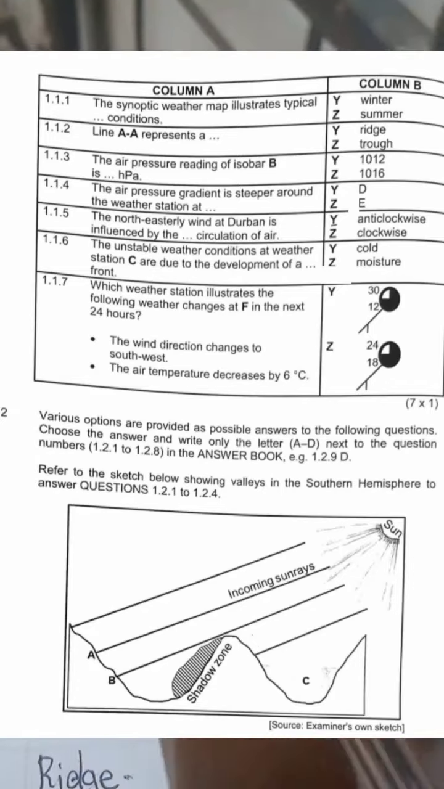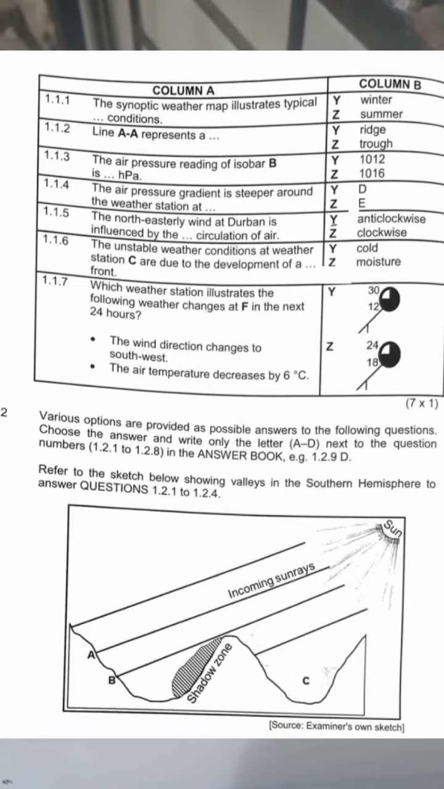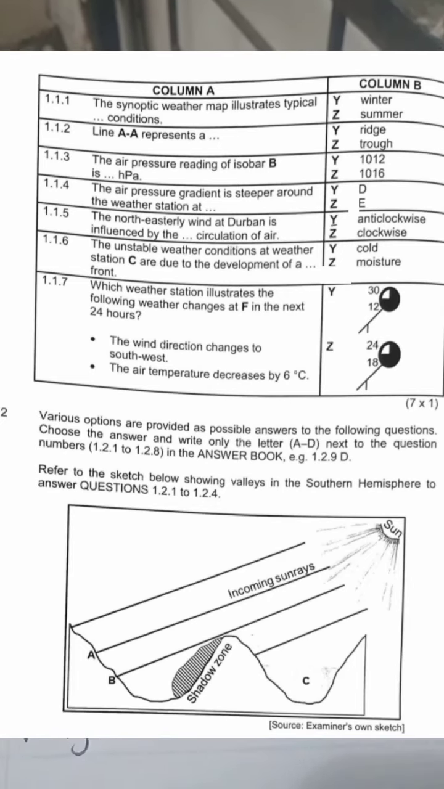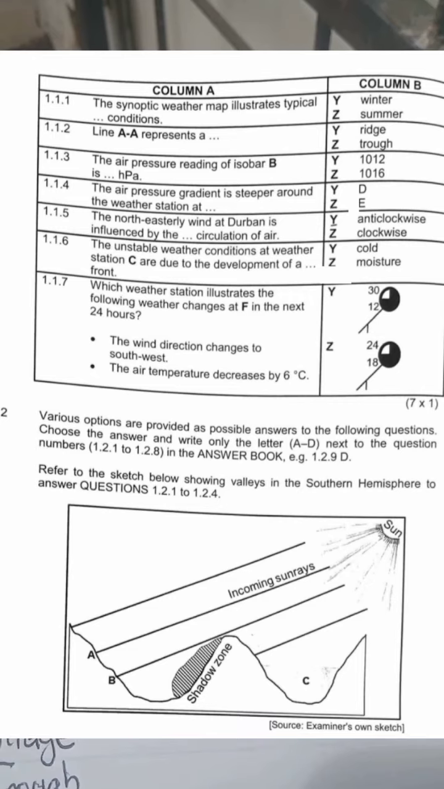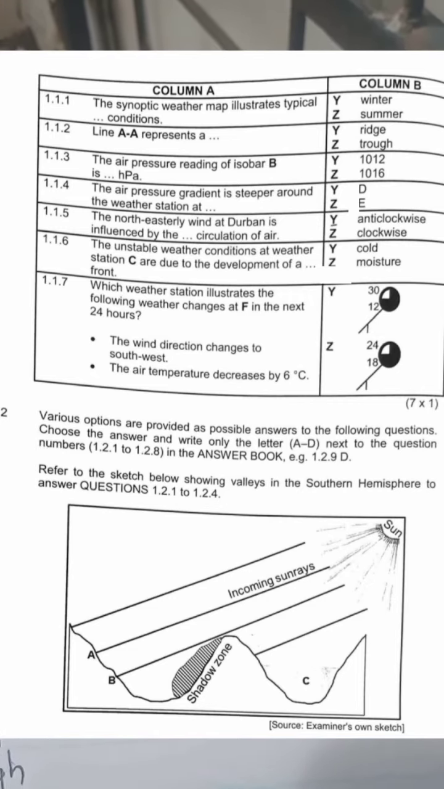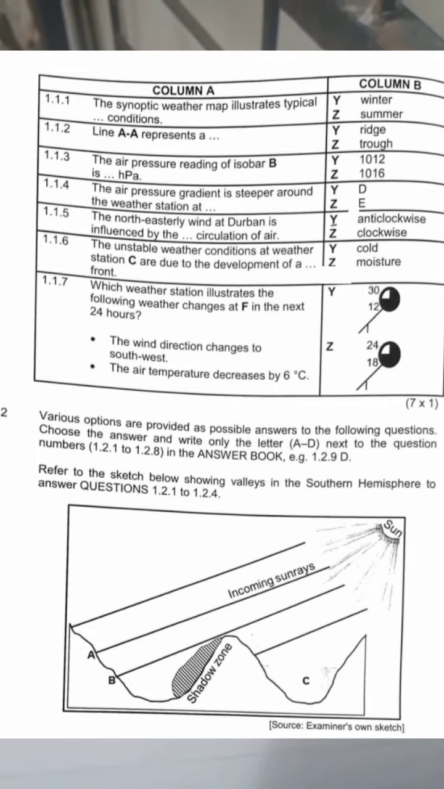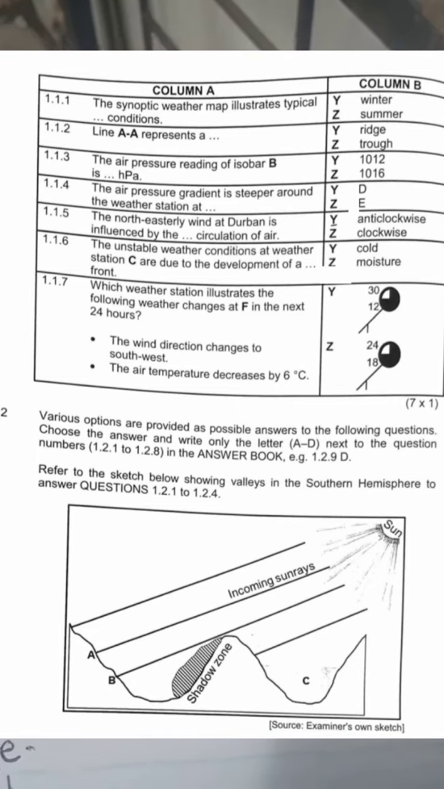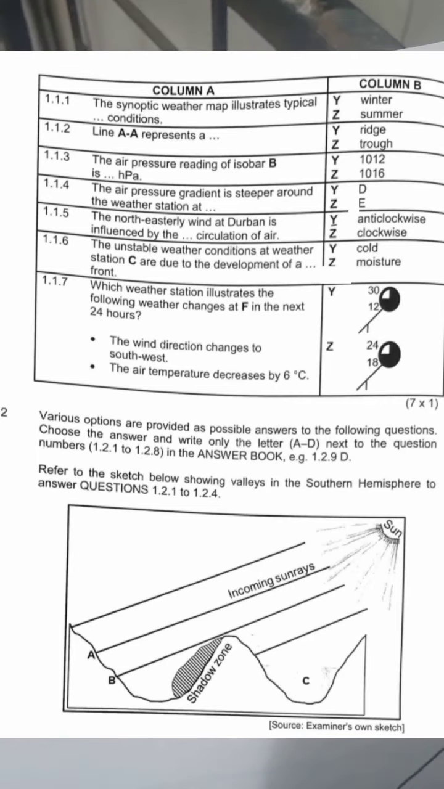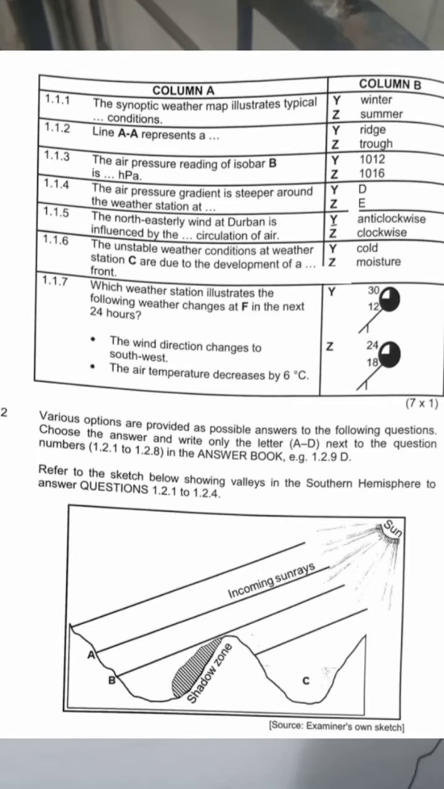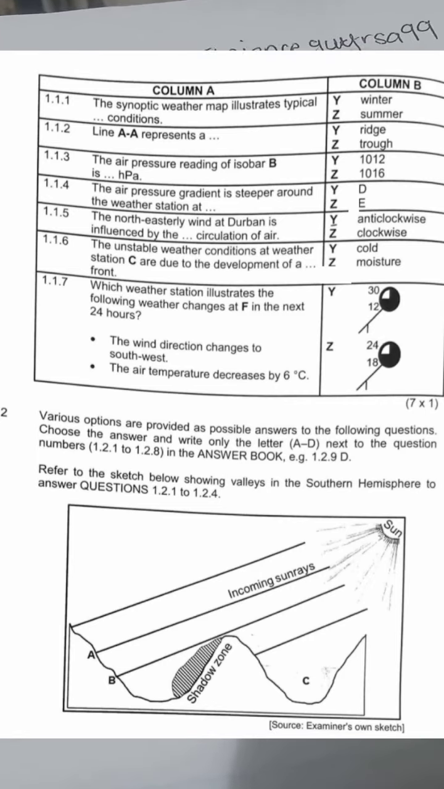Okay, let's head on to 1.1.2. 1.1.2 states that line A-A represents a. We have two options, a ridge, that's Y, and the Z option is a trough. Okay, so what are these two concepts, guys? What is a ridge? What is a trough in climatology?